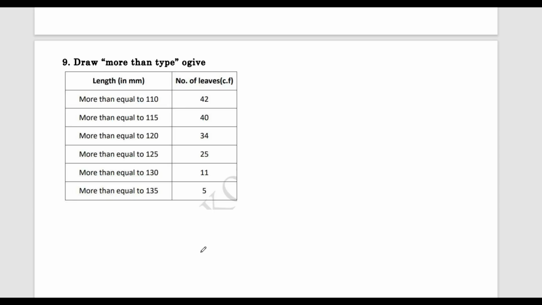For more than type ogive, on the x-axis it is lower limits, on the y-axis it is cumulative frequency. The points are 100, 42, next 115, 40. Directly you write the points and plot it.